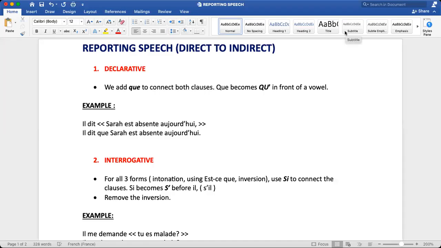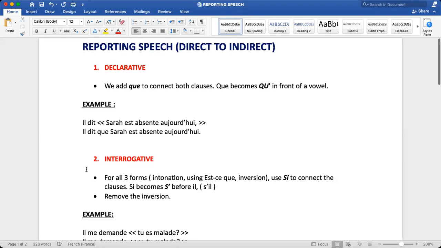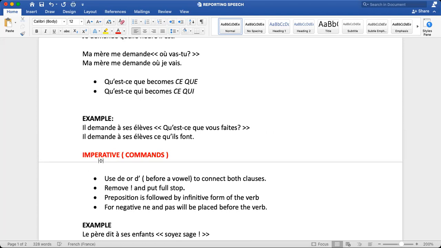Hello everyone. Today we are doing reported speech, and in this sheet I have mentioned all the rules for direct to indirect sentences. So there are three types of sentences. First is declarative, second is interrogative, third is imperative.